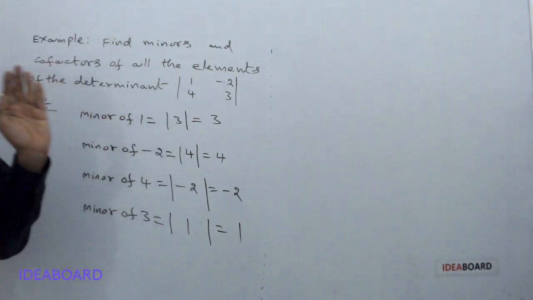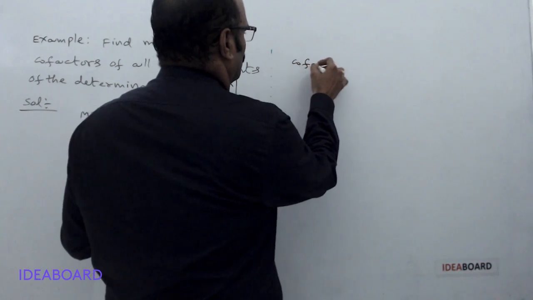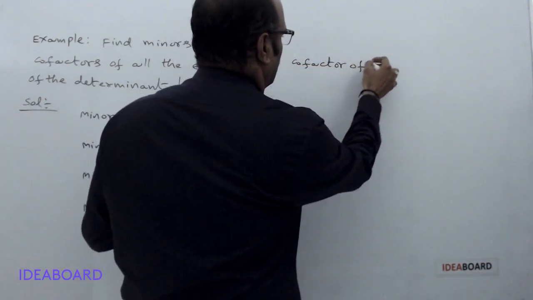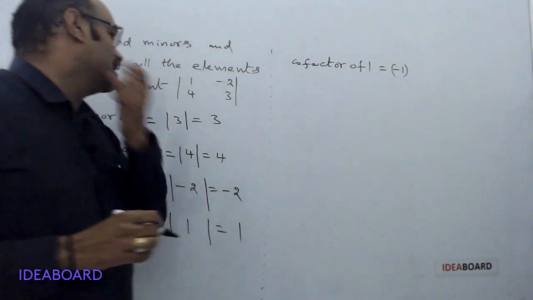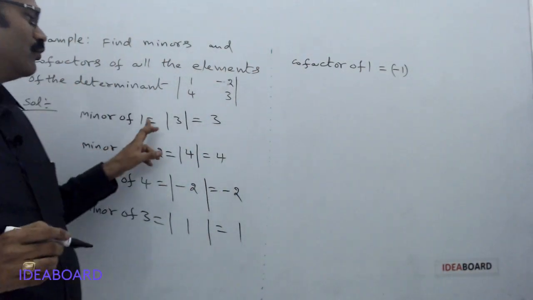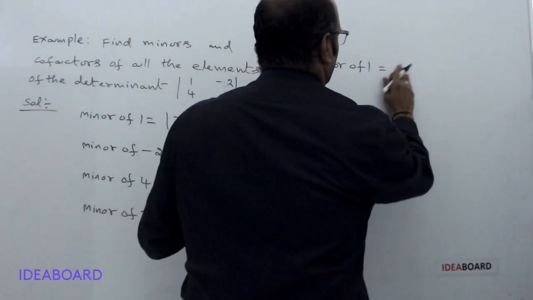Now we have to find the cofactors. Cofactor of 1 equal to minus 1 whole power i plus j. We know that the cofactor of 1 is denoted by A11 here.